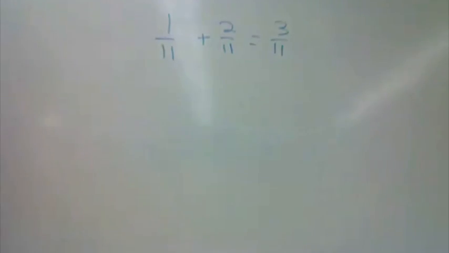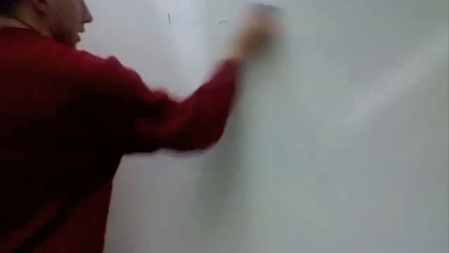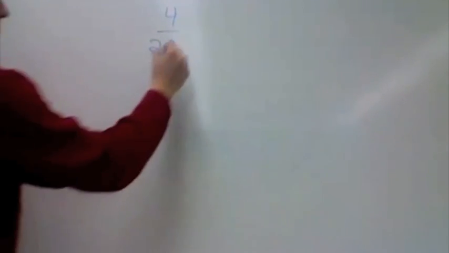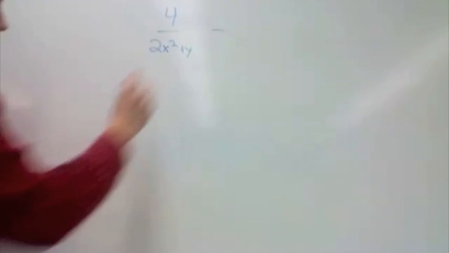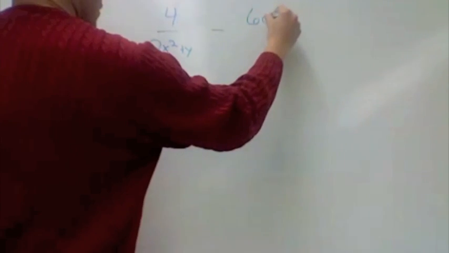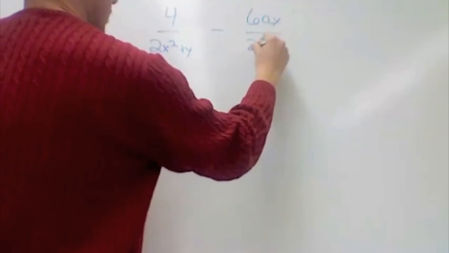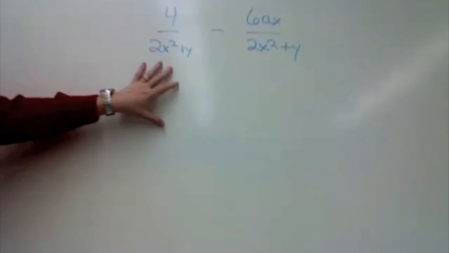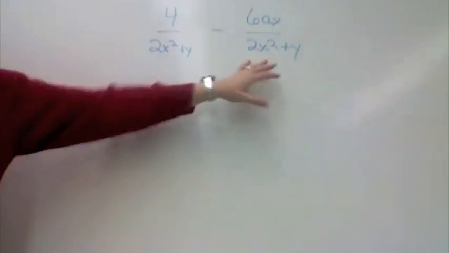So we're going to basically do the same thing except with algebraic expressions. And we're just looking to make sure that we have a common denominator. So let's take, for example, 4 over 2x squared plus y minus 6ax over 2x squared plus y. As you can see, we both have 2x squared plus y as our common denominator.